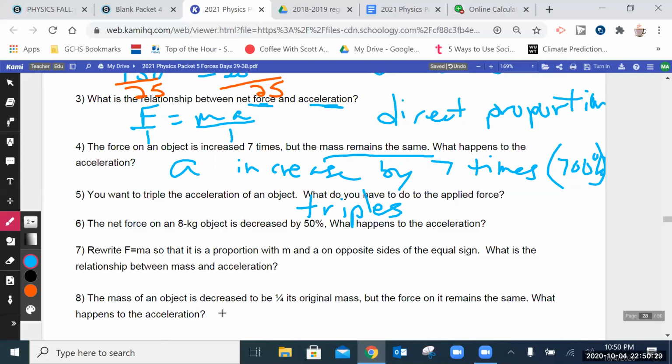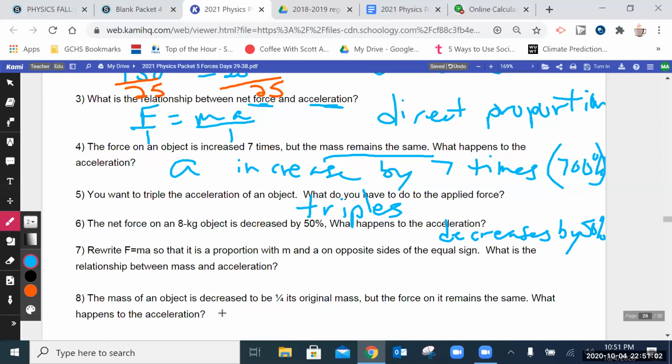Number 6, the net force on an 8 kilogram object is decreased by 50%. What happens to the acceleration? Force and acceleration are directly proportional. Whatever happens to the net force happens to the acceleration, and so the acceleration decreases by 50%. If you push on an object half as hard, it's going to accelerate half as much.